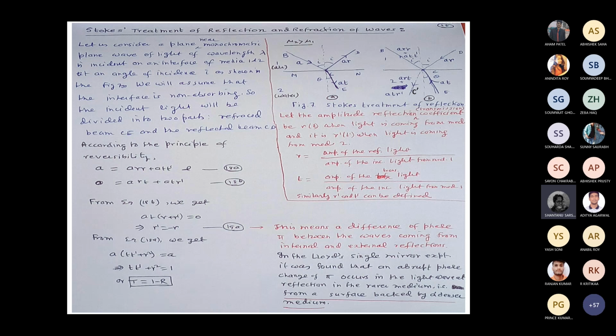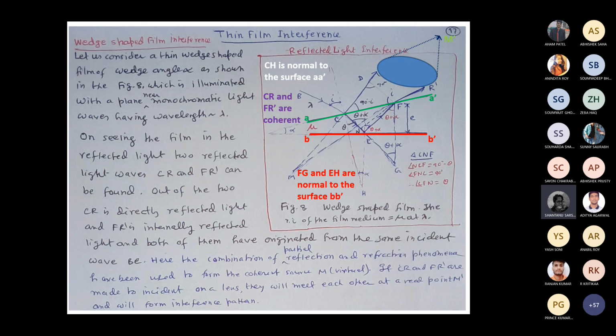Now we'll continue with our discussion on thin film interference, our next objective in today's class. You know, there are two types of films we can think of. One is a plane parallel film, another is a wedge film. Wedge, you have seen the wedge: there are two surfaces making an angle in between.